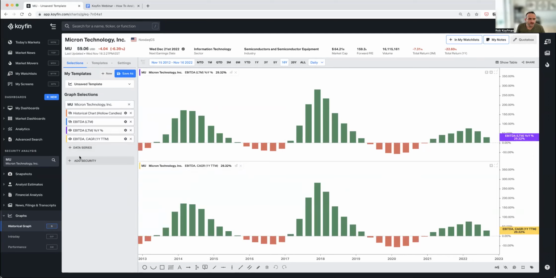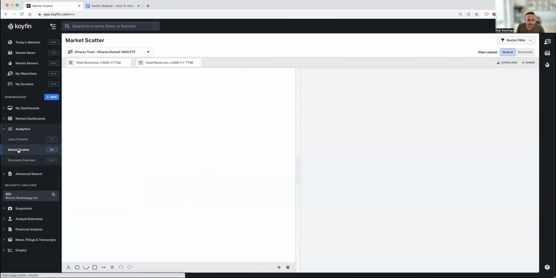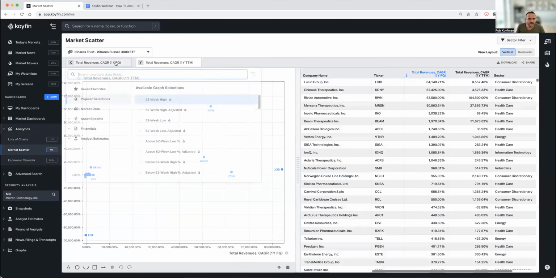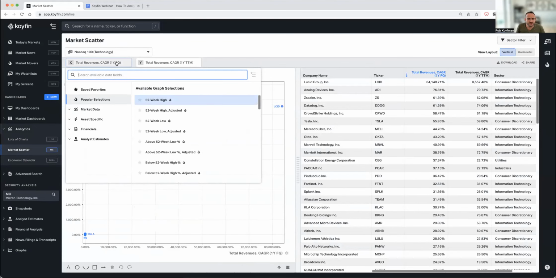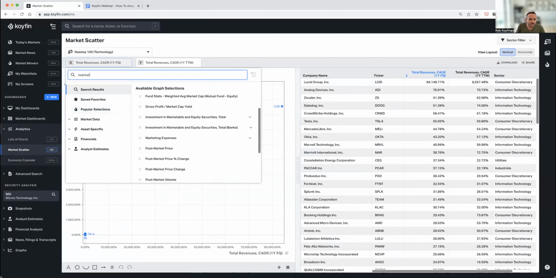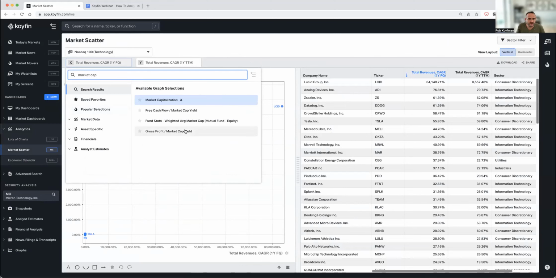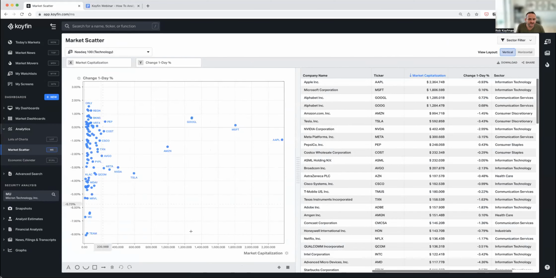Okay. Let's move on to the next topic, which is using growth rates in the market scatter plot. And this is a feature that, let me just change this to NASDAQ 100 to be lower, easier to load. The market scatter plot is really awesome. What you can do is you can graph two items, one versus another. So if I wanted to graph market cap versus, let's say, price change over the past 1 day, this would give me the scatter plot of whatever I want to graph.